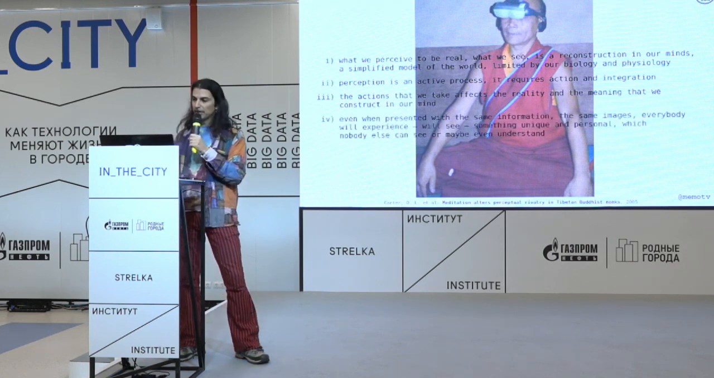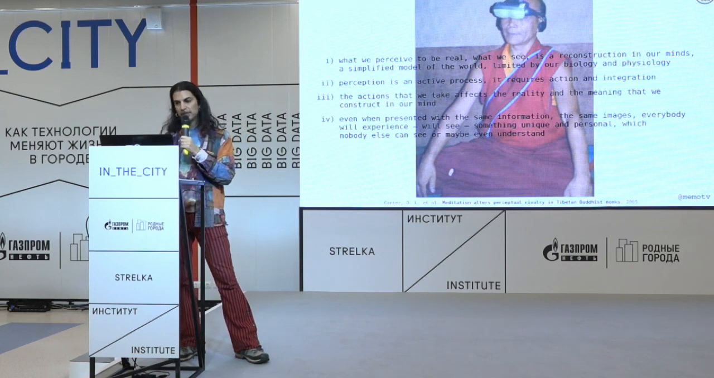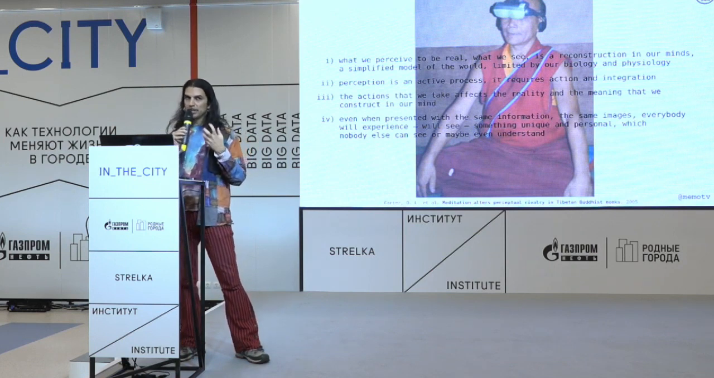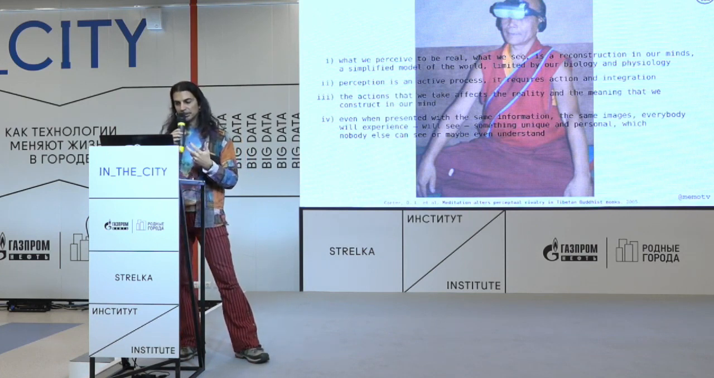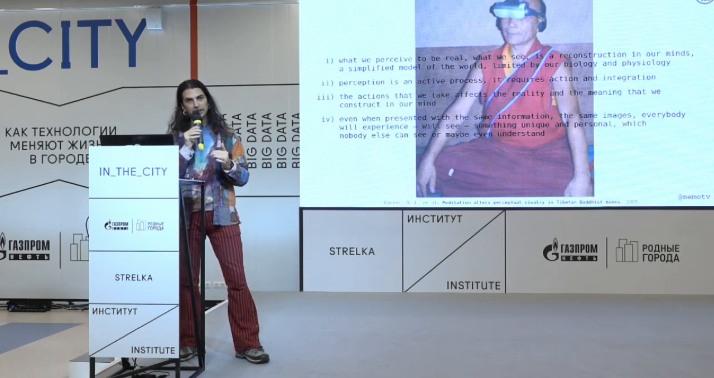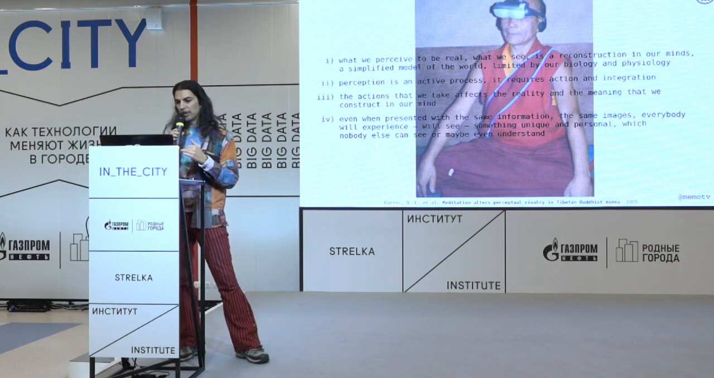And most importantly, even when presented with the same information, the exact same images, everybody will see something unique and personal, which nobody else can see or even understand. And I'm interested in these ideas at a low level regarding our senses, for example vision, but really, I'm interested in these as metaphors for higher level situations where what we consider to be truth or an obvious meaning, our biases, our prejudices, and how we interact with each other based on those assumptions, and how this might affect, like I mentioned, the social and political polarization that we're having today.